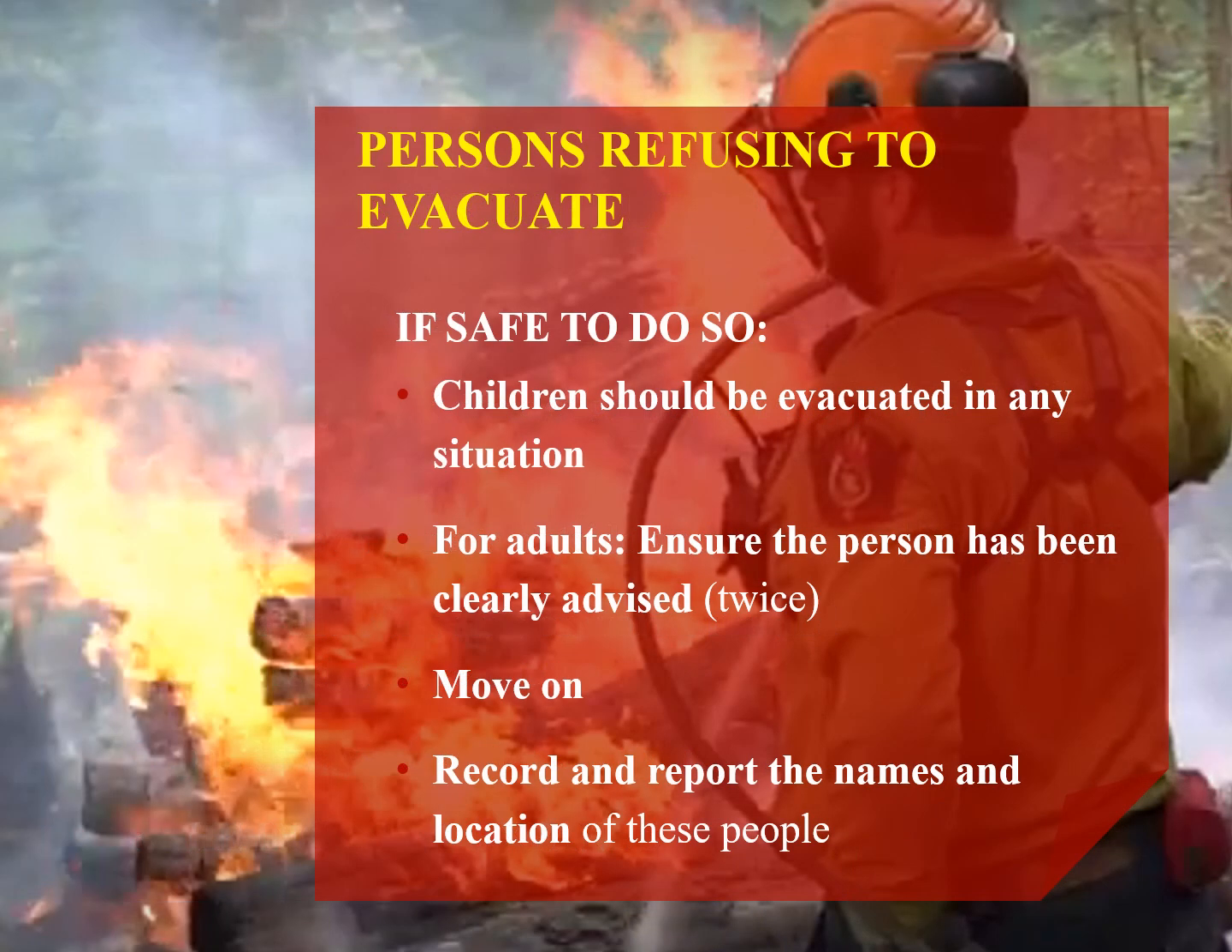If an adult refuses to evacuate, make it clear, twice, that they must leave due to an emergency. If an adult refuses, do not argue, move on. Your priority is checking other areas and ensuring as many people as possible evacuate safely. Immediately report the person's name and location to the incident commander and emergency responders.